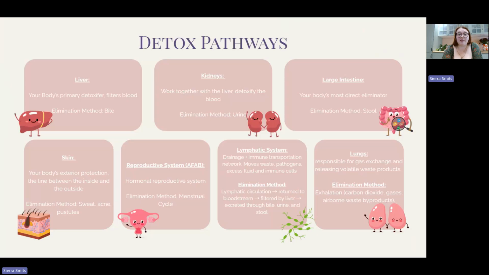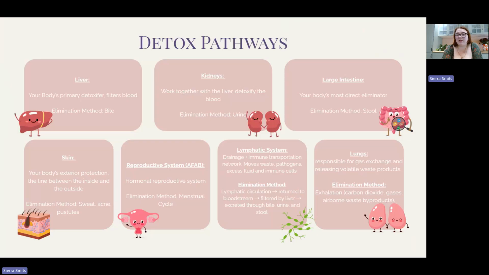The large intestine is your body's most direct eliminator, and the elimination method is stool. Your skin is your body's exterior protection, the line between the inside and the outside. The healthiest elimination method is sweat, but you also see acne, pustules, etc. The reproductive system for people assigned female at birth is your hormonal reproductive system, and your menstrual cycle is also a form of elimination.